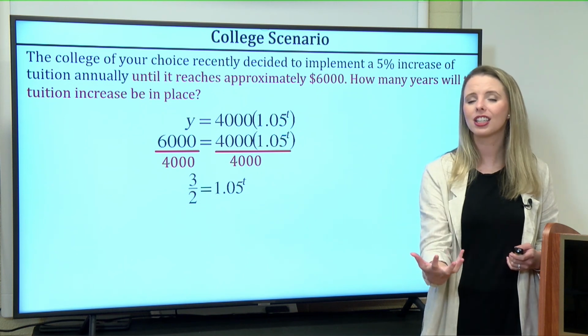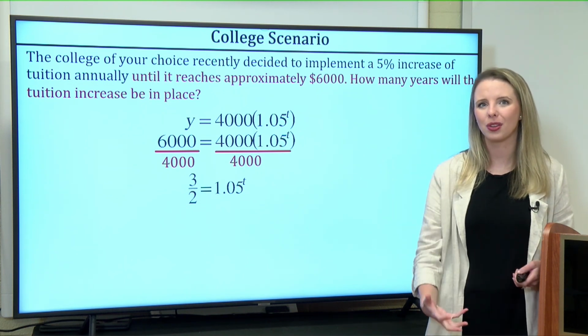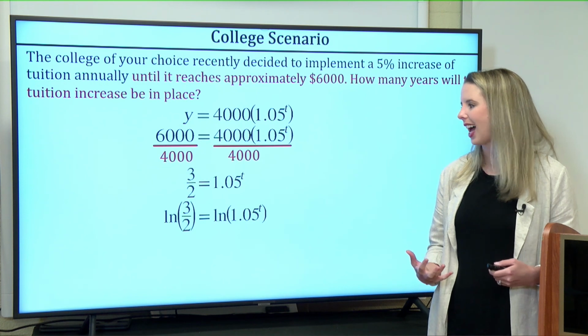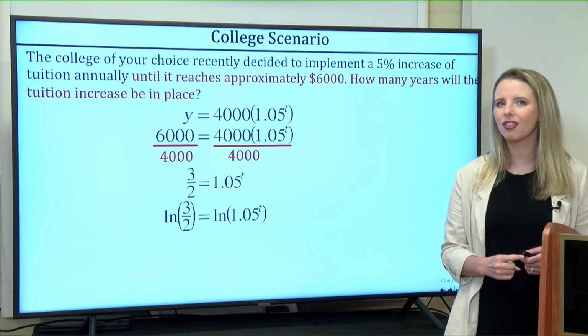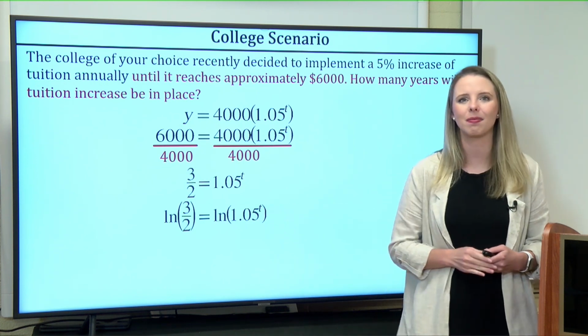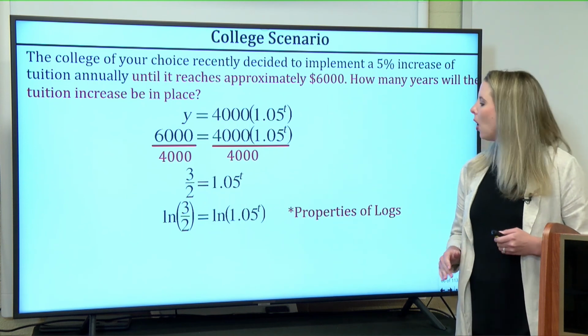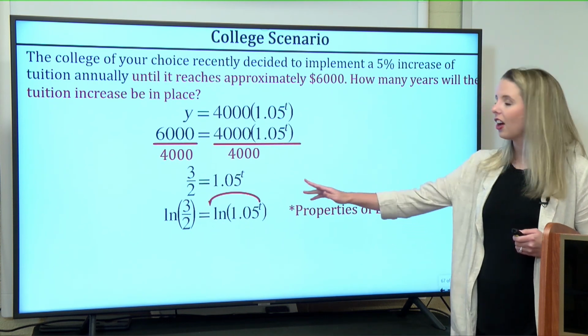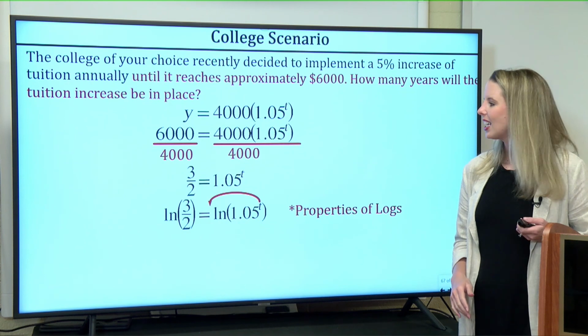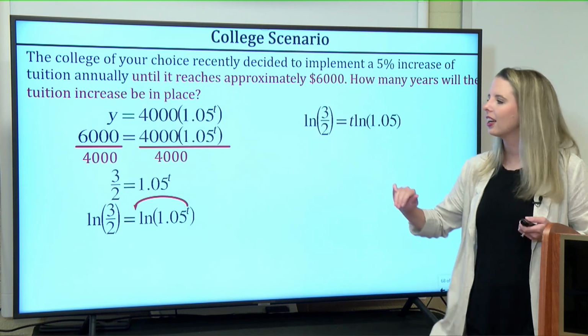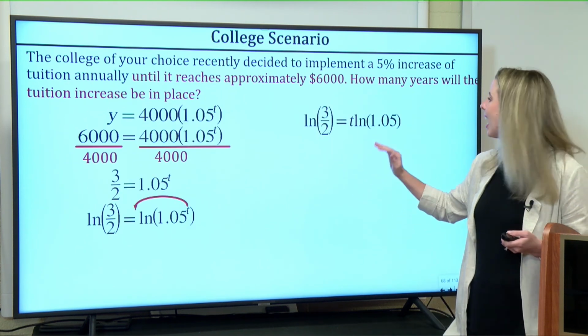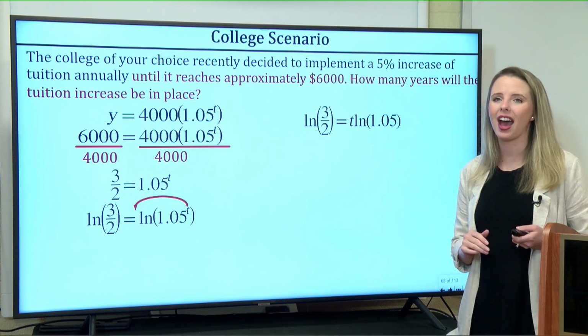So our next step was to convert this to a logarithmic function. We want to take the ln of both sides. Using our properties of logs, how can we get to this t? We can move it to the front, right? So we have ln of 3/2 equals t times ln of 1.05.